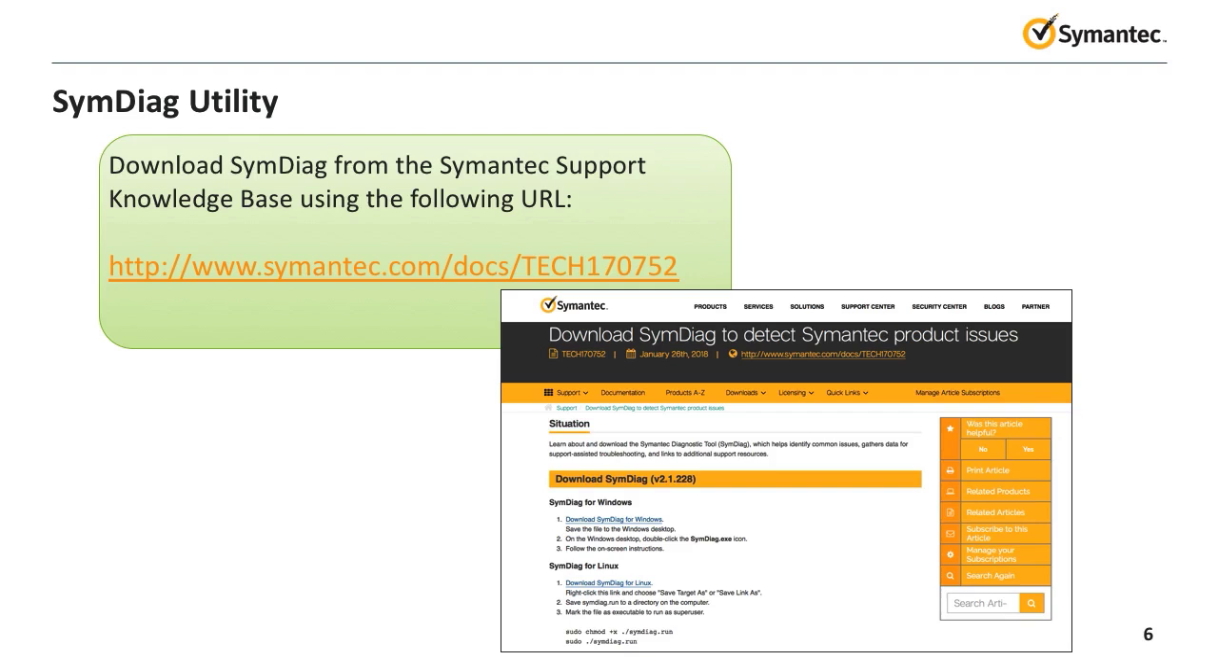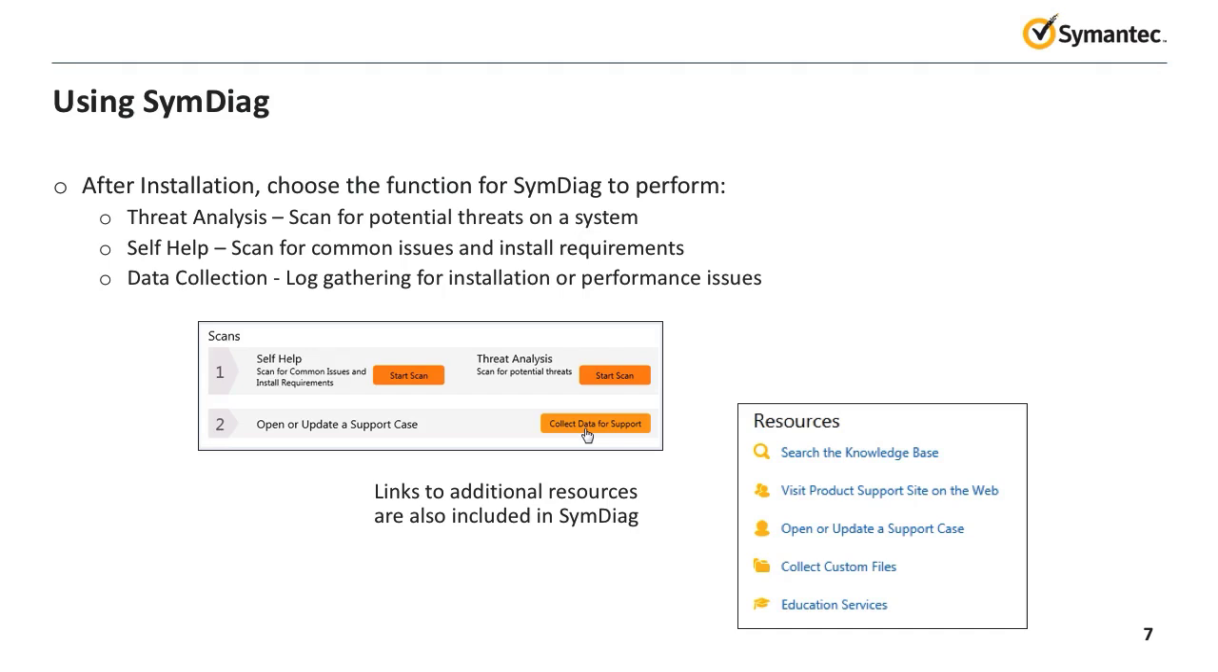The Symantec Diagnostic Tool is available for download from the Symantec Support Knowledge Base using the referenced URL. SymDiag supports installation on Windows and Linux operating systems. After downloading, move the executable to the target system and install. After installation, choose the function for SymDiag to perform.